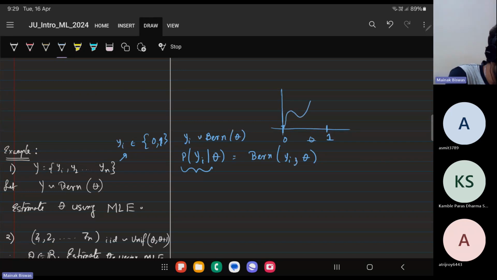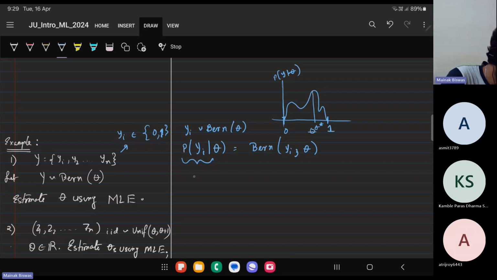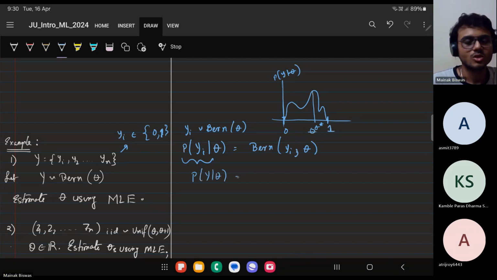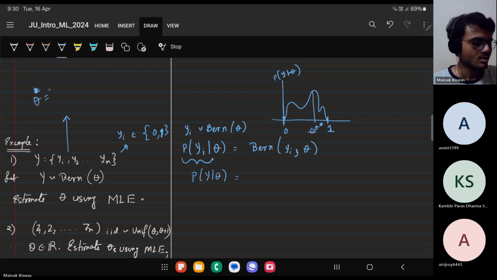So you may have some graph like this. So this will give you theta star. Now you're understanding what I mean by maximum likelihood given a data point. Let us see. Now you tell me what will be y given theta then. First you tell me what is your guess of what will be theta star?